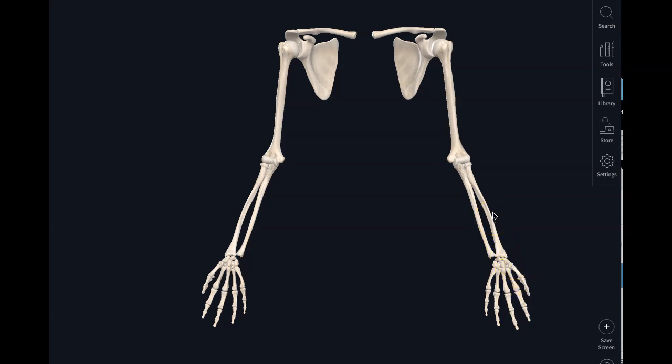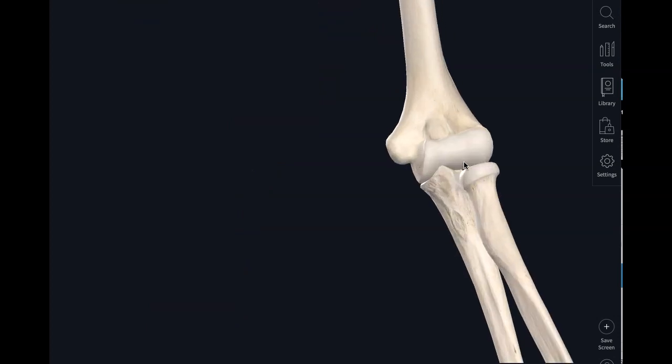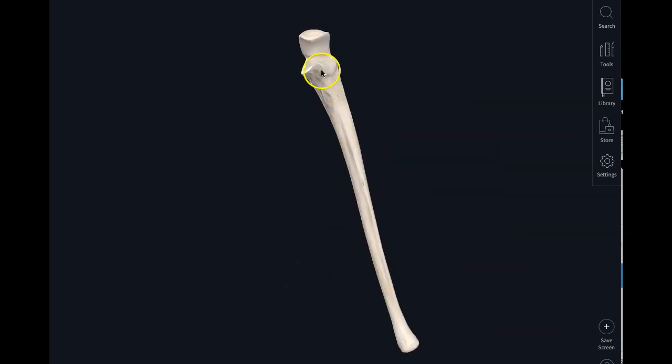So we're going to get started with the ulna. We talked about the ulna when we were doing the humerus, and we looked at a lot of the parts of the humerus relative to the ulna. So let's look at the ulna closer. So here is the ulna isolated, all by its lonesome.